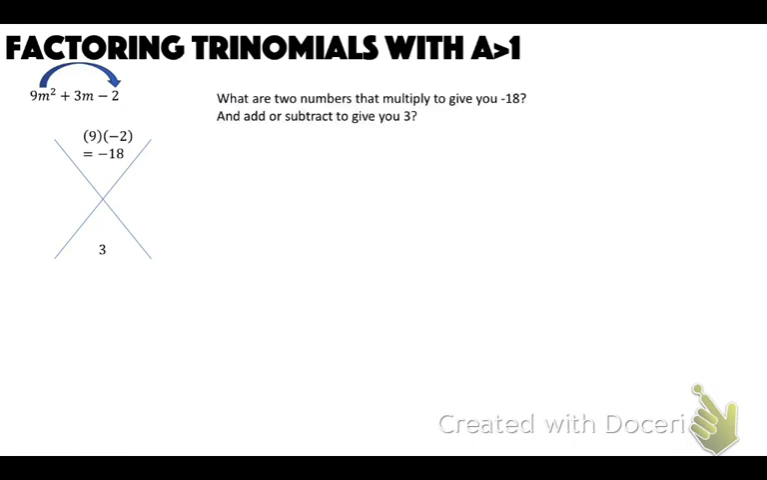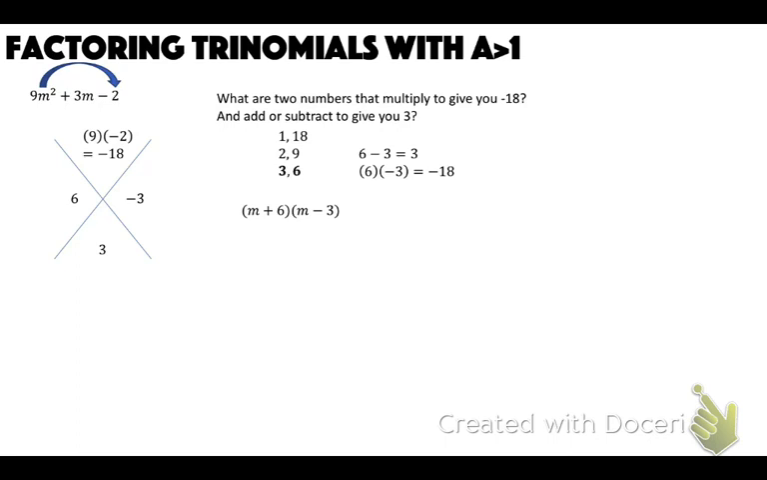So I'm seeing what is going to multiply to give me negative 18 and add or subtract to give me 3. So I have 1 and 18, 2 and 9, 3 and 6. Well, 3 and 6 is the only thing that's going to give me 3. So if I do 6 minus 3, it's 3. 6 times negative 3 is negative 18. So then we have 6 and negative 3 in the sides. And if you remember from last time, we just put those straight in the parentheses. So we have m plus 6 and m minus 3.